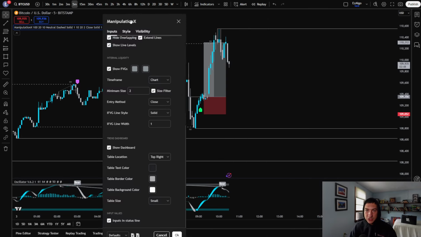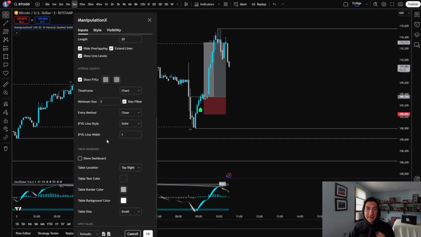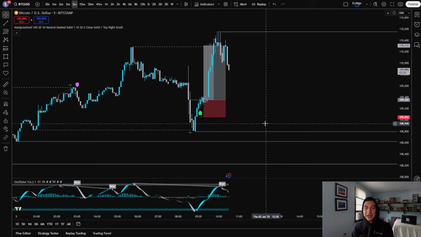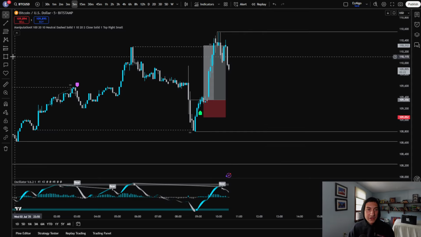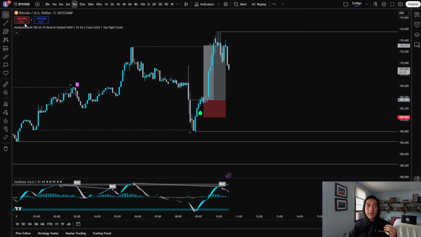We do have this nice cheeky little trend dashboard. Again, these are more personalized settings just to make your chart look cleaner. But guys, the logic is meant to be used on default. So let me explain the data and coding behind this indicator. So this is an internal liquidity indicator, meaning iFVG indicator. Now, we have already released an iFVG indicator last year, but it was missing a few things. This time around, we've checked all the boxes.